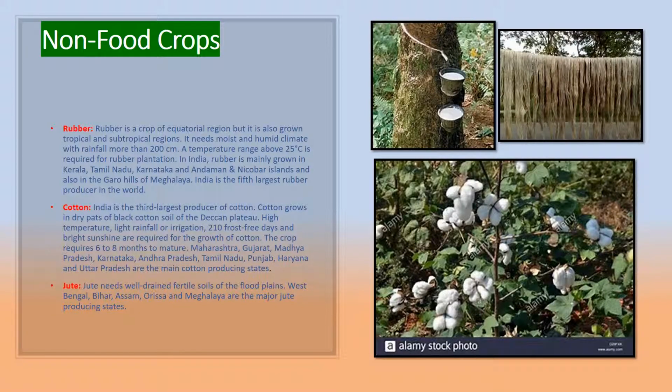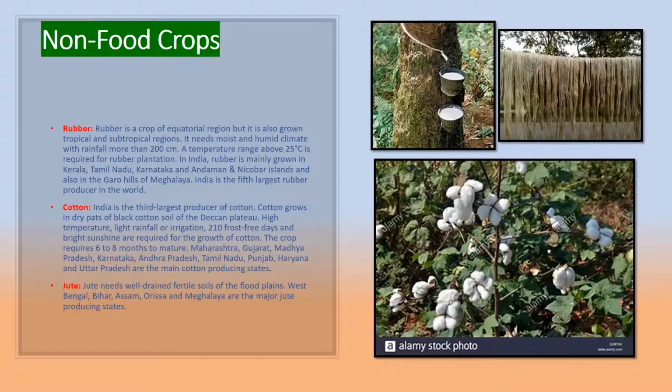Rubber is a crop of equatorial region, but it is also grown in tropical and subtropical regions. It needs moist and humid climate with rainfall of more than 200 centimeters. A temperature range above 25 degrees Celsius is required for rubber plantation. In India, rubber is mainly grown in Kerala, Tamil Nadu, Karnataka, and Andaman and Nicobar Islands and also in the Garo Hills of Meghalaya. India is the fifth largest rubber producer in the world.